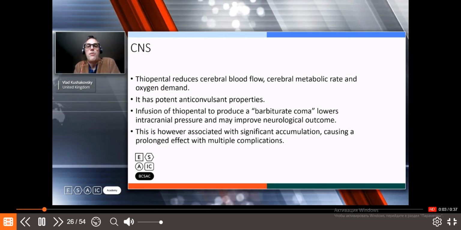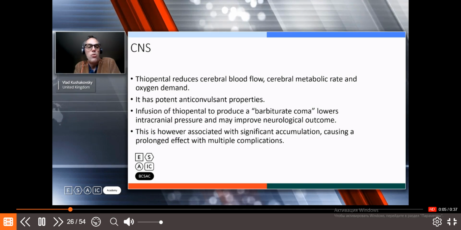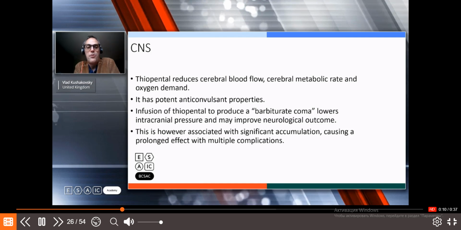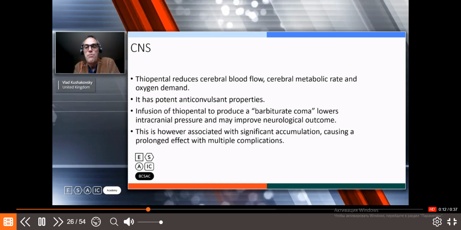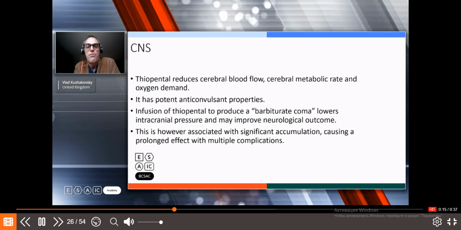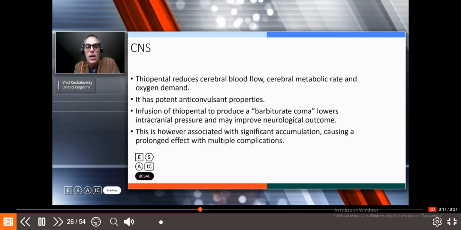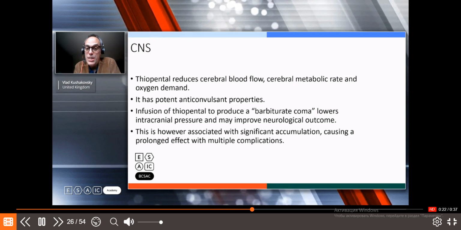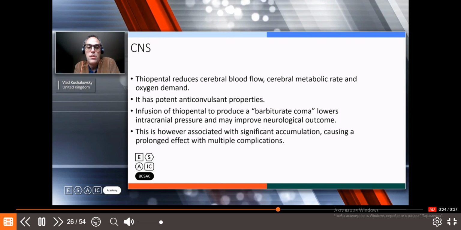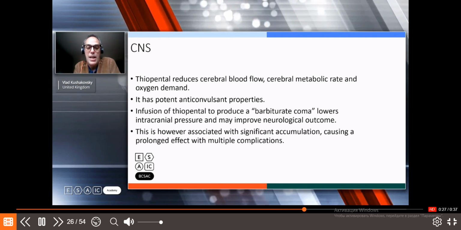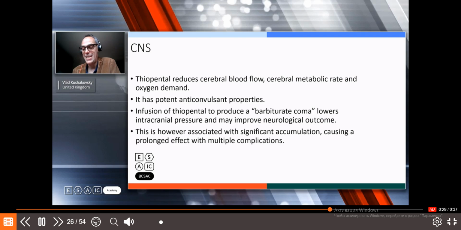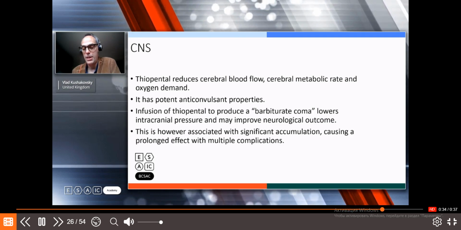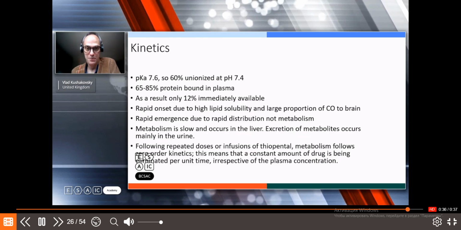Thiopentone also reduces cerebral blood flow, cerebral metabolic rate, and oxygen demand. It has potent anticonvulsant properties. Infusion of thiopentone to produce a barbiturate coma lowers intracranial pressure and may improve neurological outcome. However, it is associated with significant accumulation, causing a very prolonged effect and multiple complications. So it's not used to the same degree it used to be on neurointensive care units.